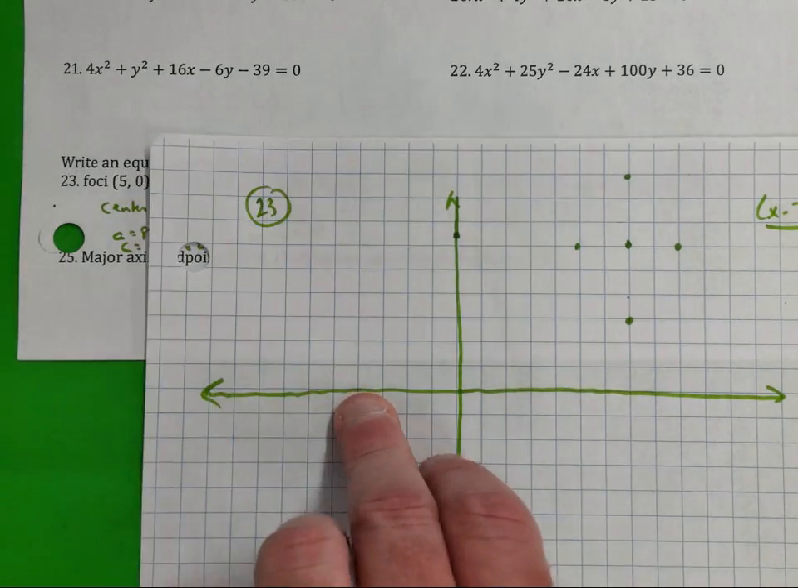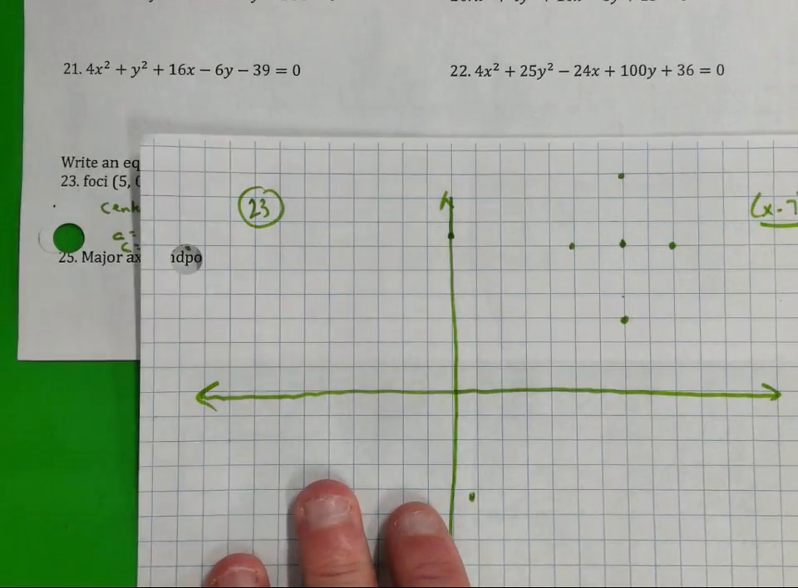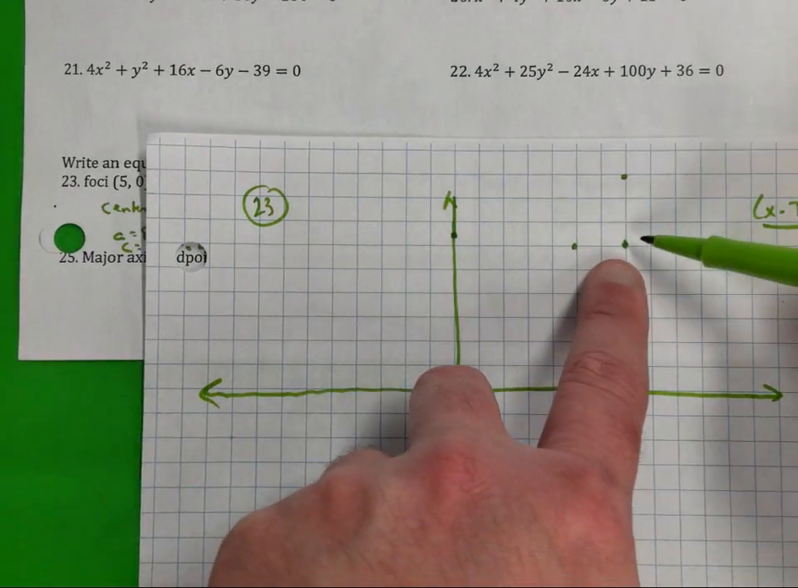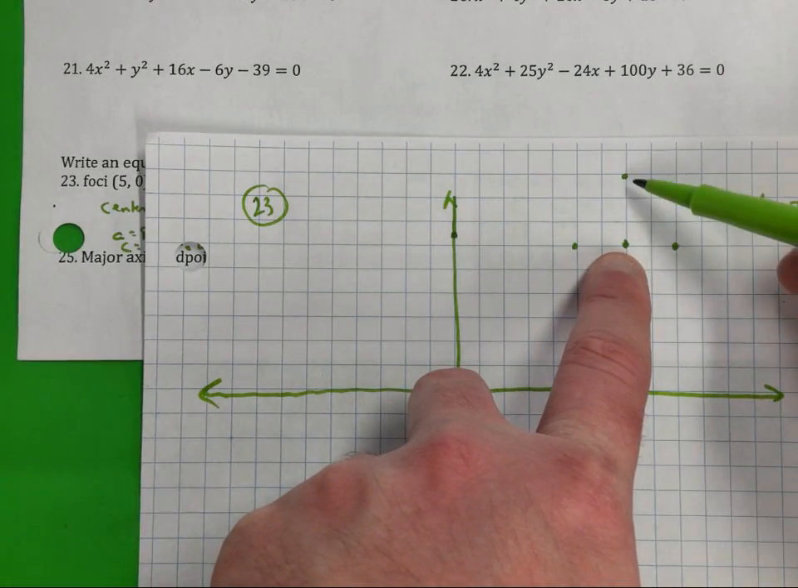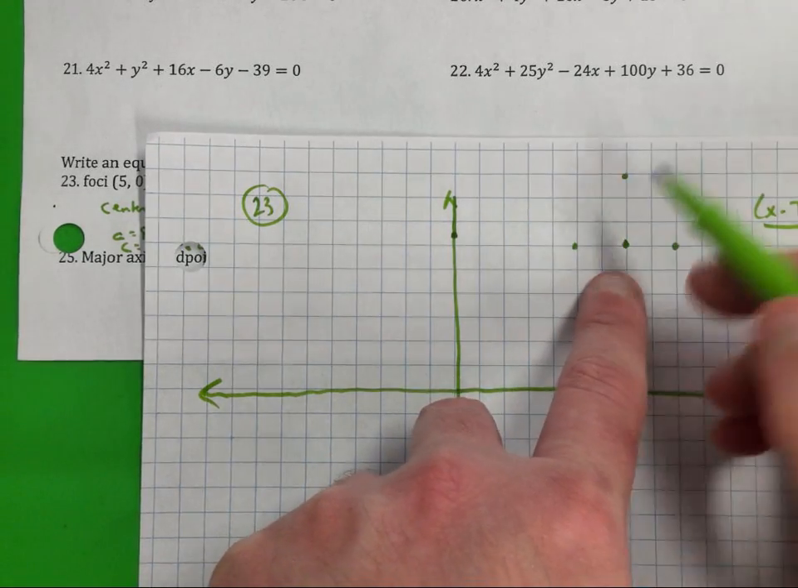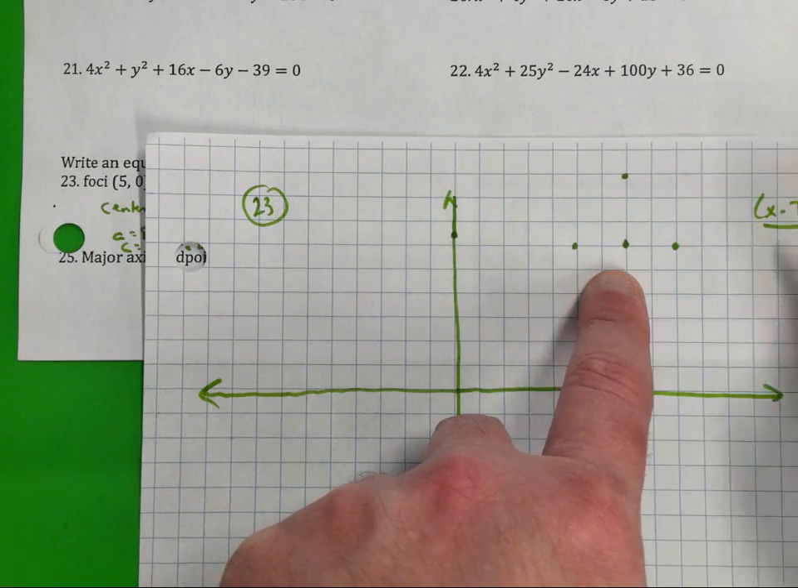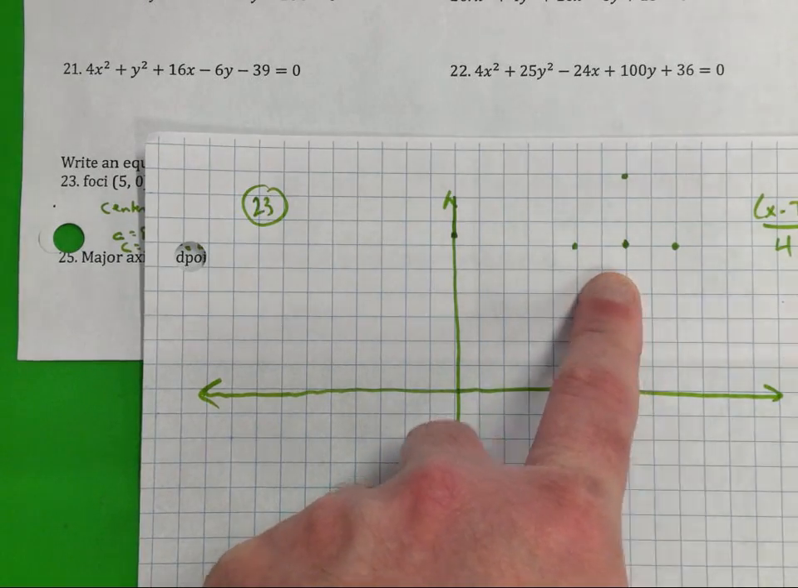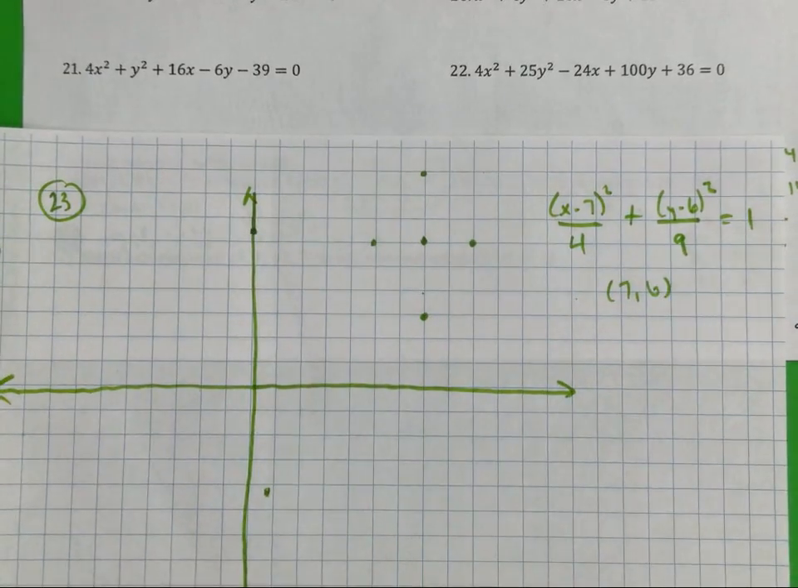So I look at this. I can tell that my major axis is vertical. So I'm going to find my a value. My a value from here to here is 1, 2, 3. What's 3 squared? 9. That goes there. My minor axis from here to here is 2. 2 squared is 4. That is my answer right there. Are there any questions on those 3?